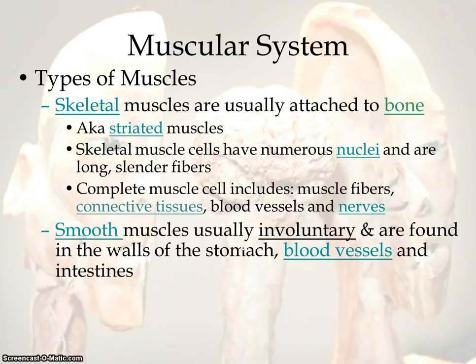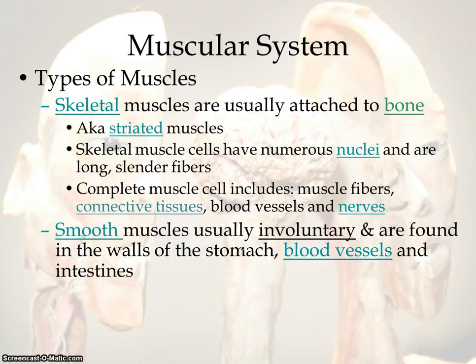Then you have smooth muscles. Smooth muscles are usually muscles found within involuntary processes, like in the walls of the stomach. The stomach walls will contract and release to move food around within the stomach to help aid in that first stage of digestion. Smooth muscles can be found within the intestines, not only for absorption but to involuntarily contract to move that digested food through the intestinal tract.